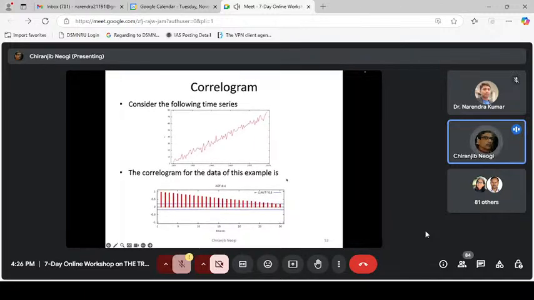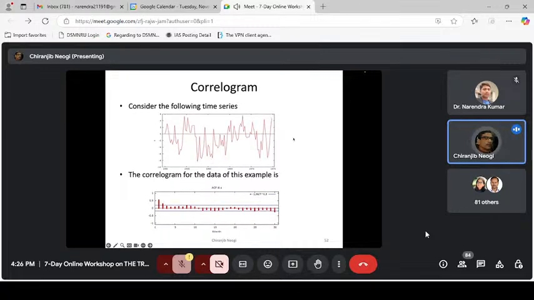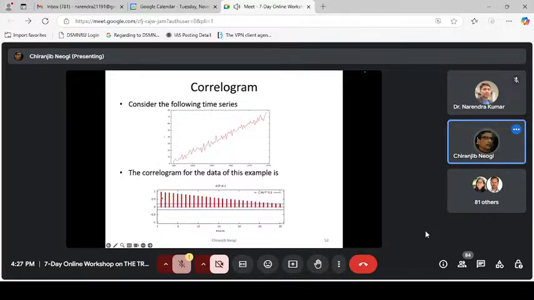While in a stationary series, there is an abrupt change and abrupt fall in the correlation values. So we call it correlogram. This pattern gives the idea of stationarity of this series. So if I have the correlogram like this, I can say this is a stationary, almost stationary series. And if my correlogram looks like this, I can say that it is a non-stationary series.